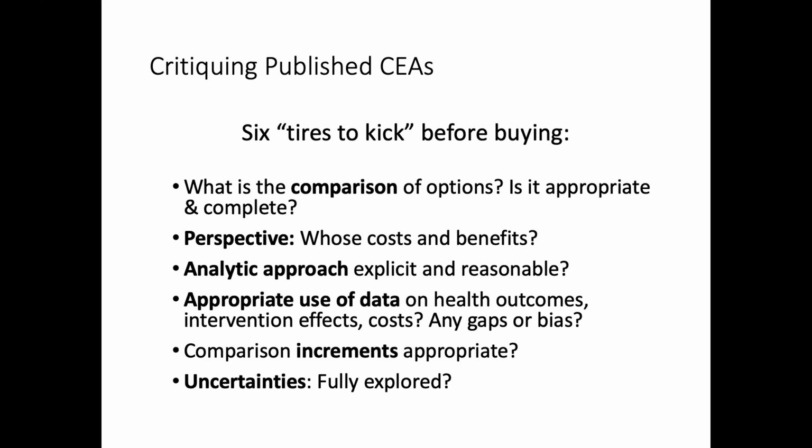Is the comparison increments approach appropriate? As I mentioned, when there is an intermediate option, like when there is a drug B, you can't compare drug C to drug A if B is a reasonable intermediate option. And there are mistakes in published papers along these lines. Not very common, but definitely happens. And then are the uncertainties fully explored with the sensitivity analysis?